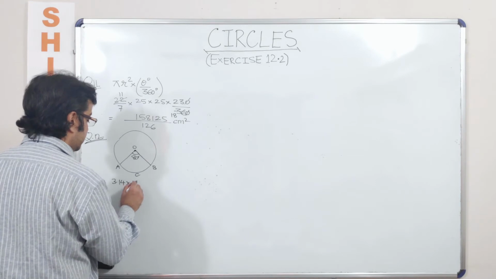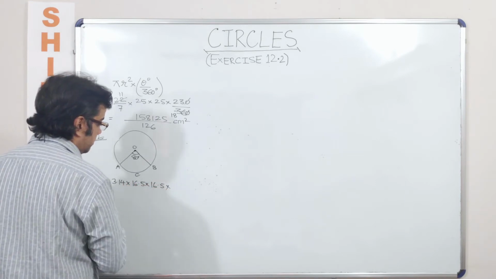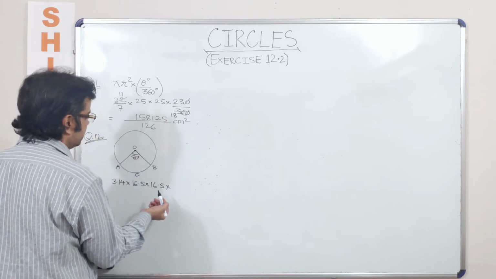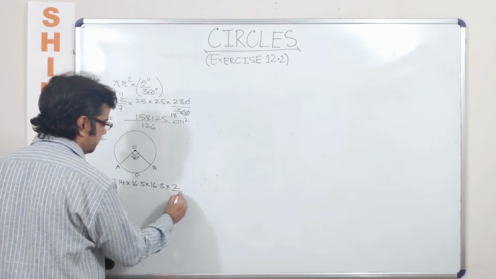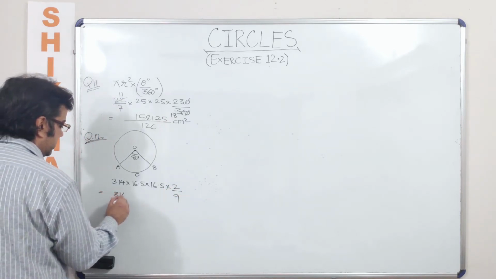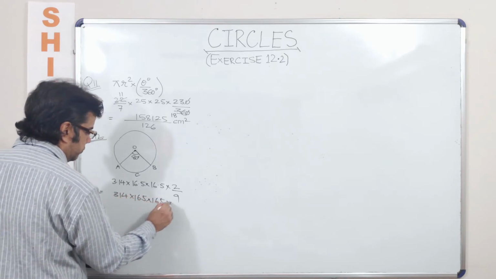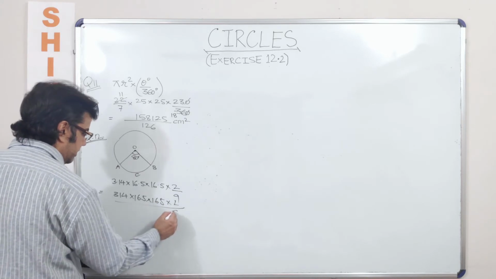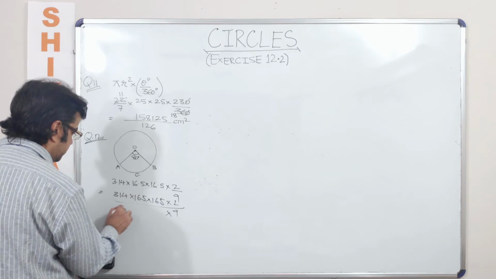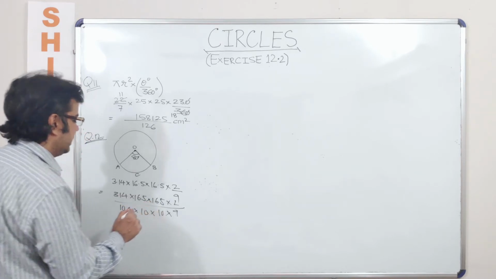Okay, so 16.5 into 16.5 into 80 degrees divided by 360 degrees, which eventually gets converted into 2 by 9. And to make this calculation easier, can I write it like this: 314 into 165 into 165 into 2 divided by 9 into how many points have we removed? So let's say this becomes, can we write it like this?